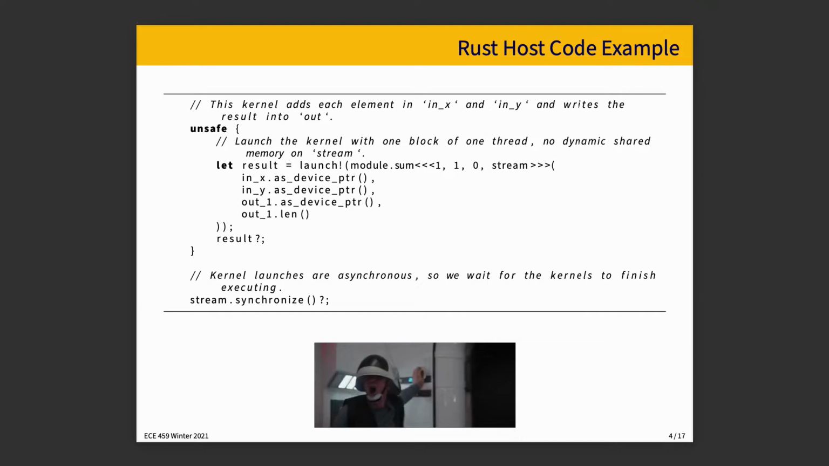And we say let result equal launch macro with the module that we've created, .sum. That's the function that we want to execute. Some arguments to tell us about number of blocks and number of threads. And we say no dynamic shared memory. And then we specify as our arguments the input buffers, in X as device pointer, in Y as device pointer, out1 as device pointer, out1.length.